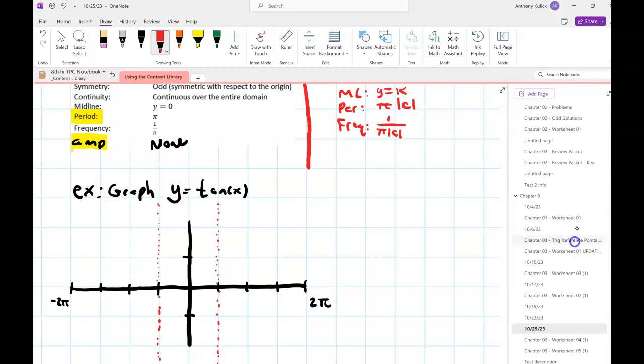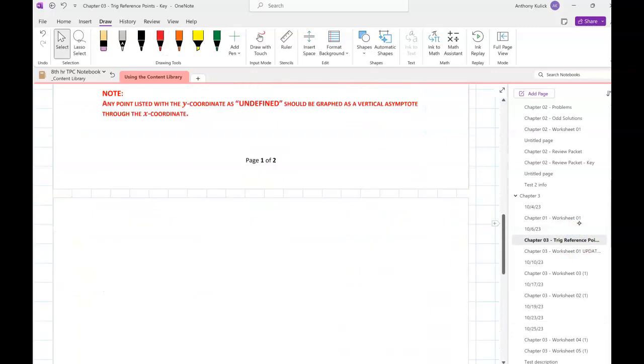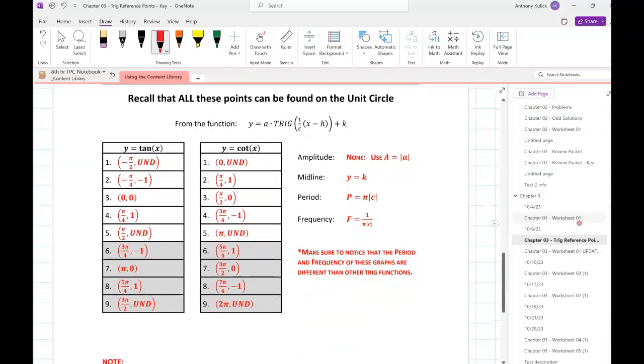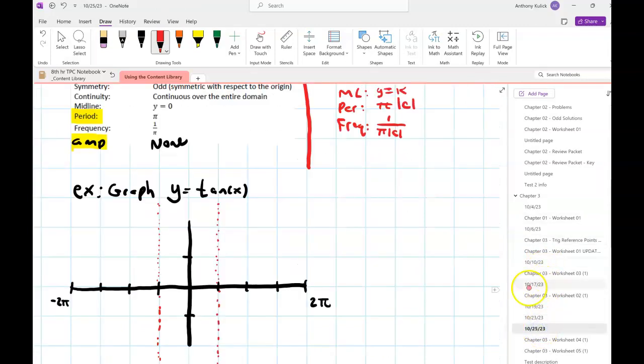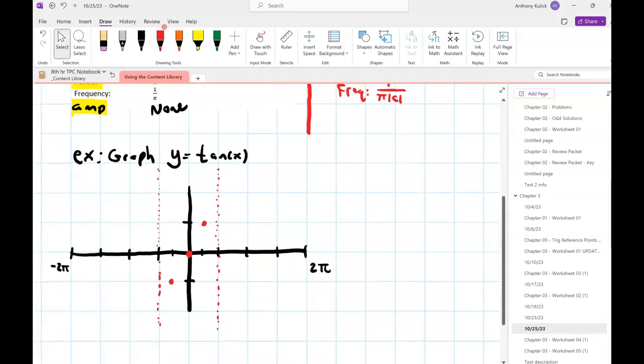If I go back and look at my reference points again, I also had negative pi over 4, negative 1, 0, 0, and pi over 4, positive 1. So let's plot those points. Halfway between 0 and negative pi over 2 is negative pi over 4. Then I have 0, 0. And halfway between 0 and pi over 2 is positive pi over 4. So those are the 3 points in the middle. And now I'm just going to connect those.